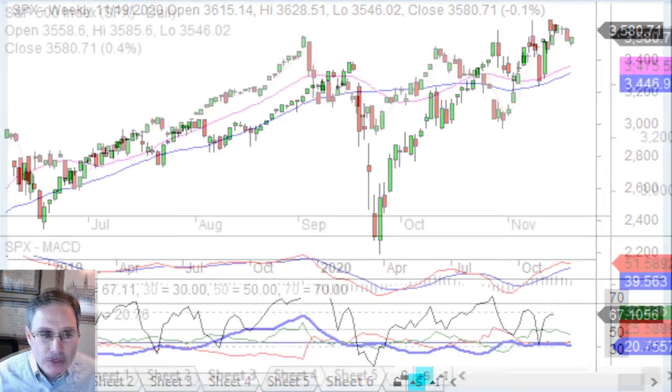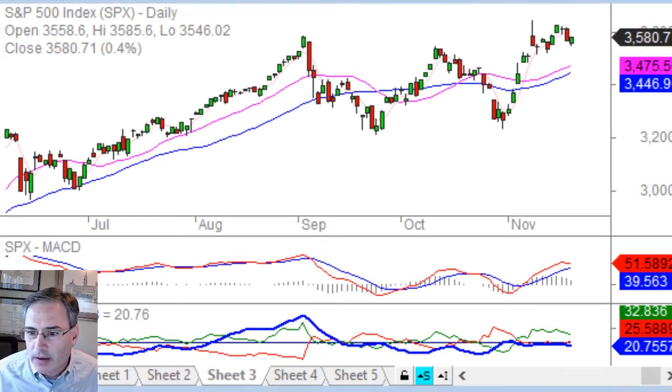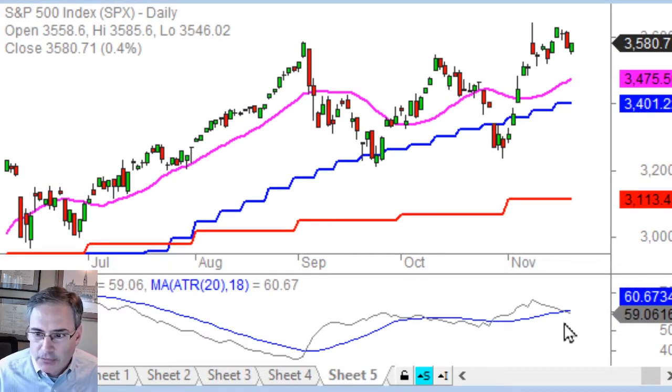Let's go to the daily chart. I want to show you the volatility measure. This gray line is the average true range of the S&P. I use a 20-period average true range, and I use an 18 MA on the daily chart. When the gray line is above the blue line, the moving average line, and it's rising, that's a negative for the market because that means volatility is rising.